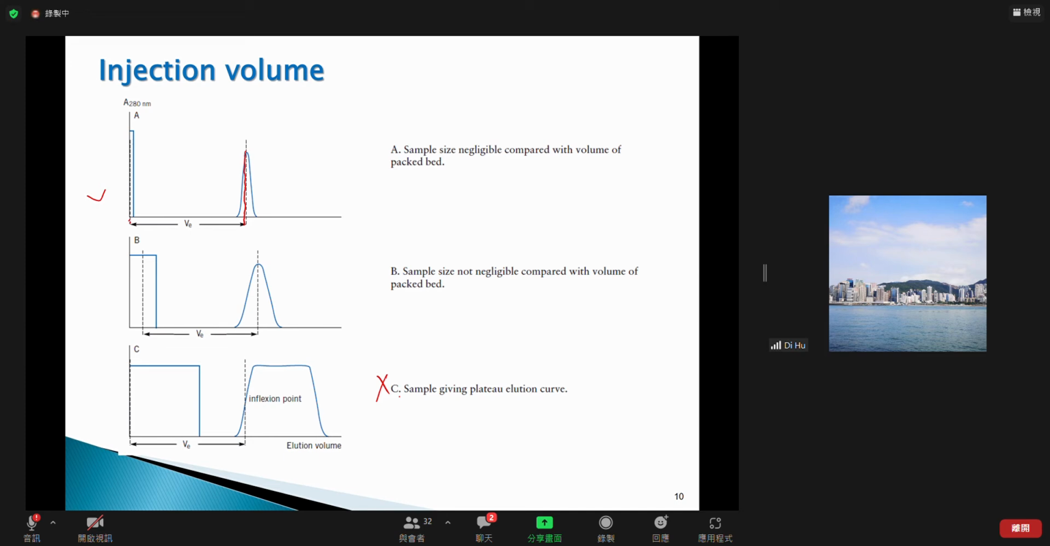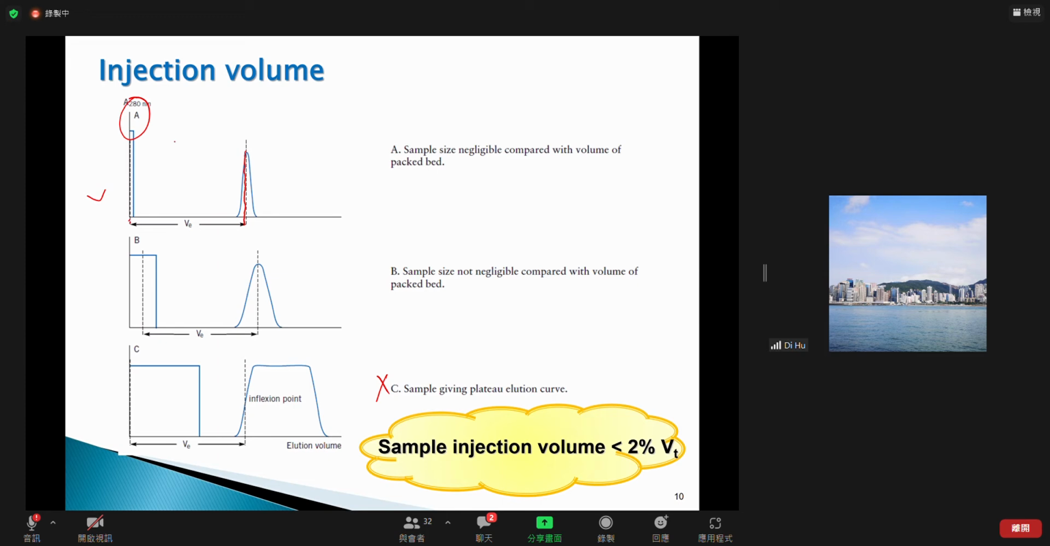And if it happens, and you have no choice, then you have to kind of, say, use the inflection point, but no, we don't want this to happen. So we want A. So this is the case. And the sample injection volume should be less than 2% of the total volume for the elution. So that is the requirement for it.